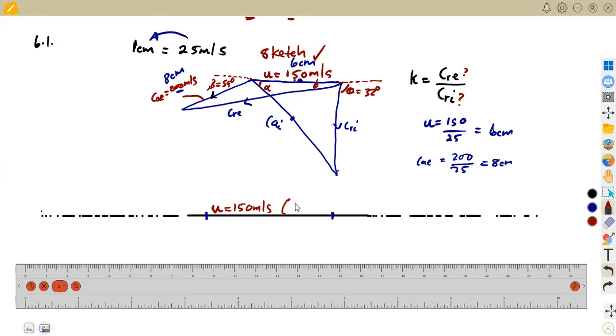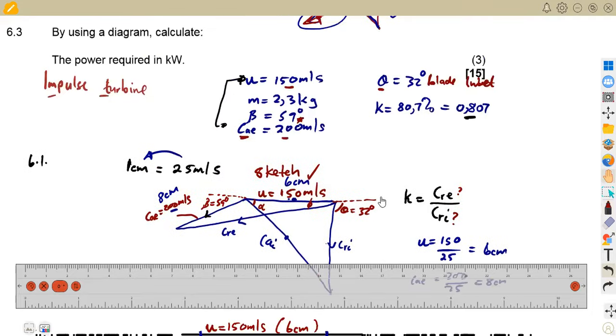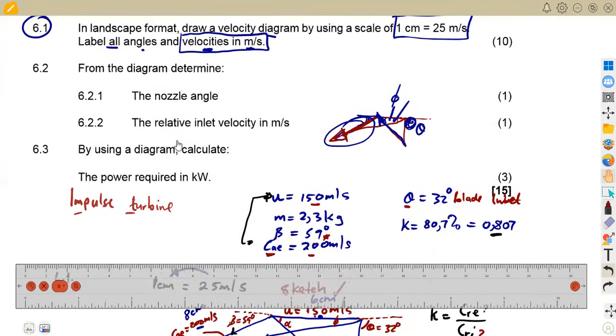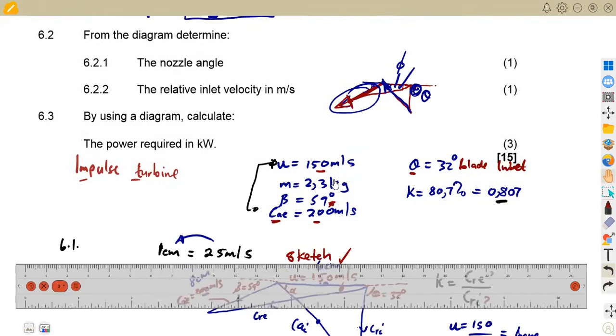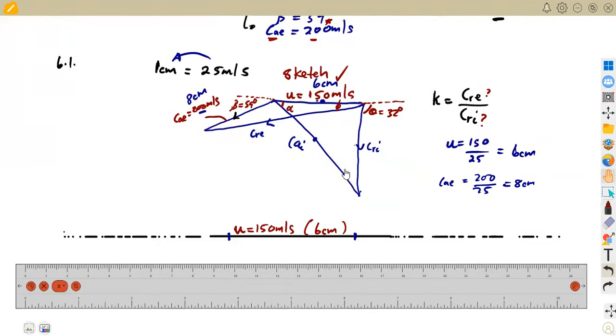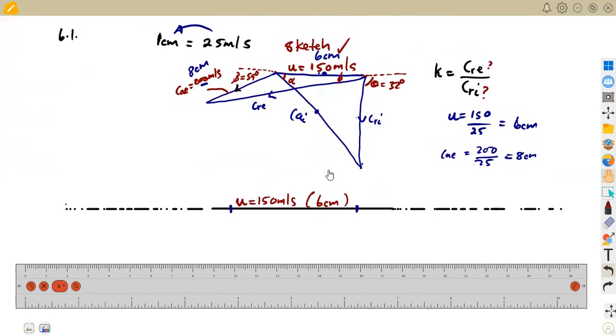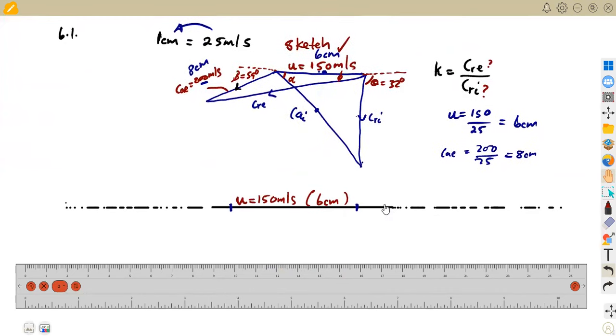So here, let me just write, because here they said write the velocities. If you check here, we are given to write the velocities in this case, and the velocities in meters per second. So centimeters, just to show that this is exactly what I have in terms of centimeters, this is going to be 6 centimeters. The other information that we have on our sketch is the exit of the gas, which is 59 degrees.